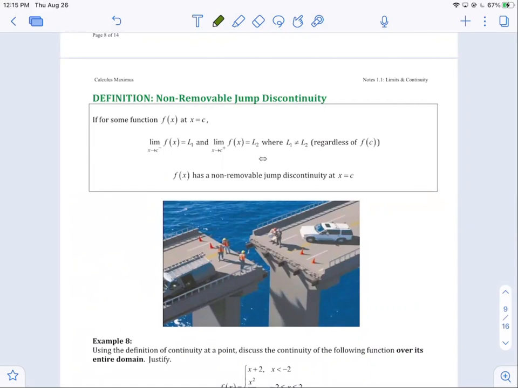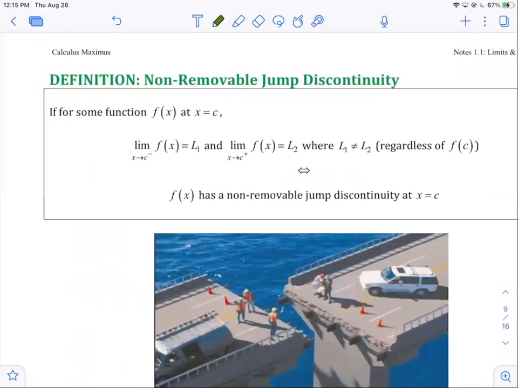If for some function f of x at a finite value of x, the limit from the left is L sub 1, a finite y value, and the limit from the right is L sub 2, another finite y value, where L sub 1 does not equal L sub 2. And notice this part, regardless of f of c. F of c could be not even defined, like in ours, or it could be defined to be either one of the endpoints. Who cares?